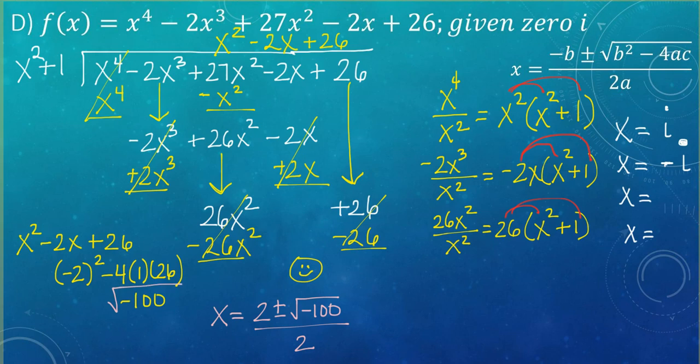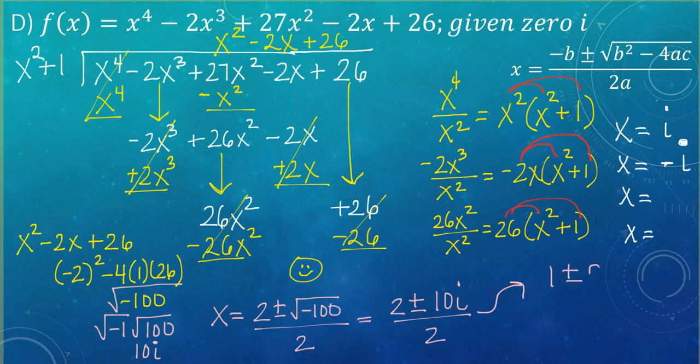The square root of negative 100 is 10i, because the square root of negative 1 is i, and the square root of 100 is 10. So my solution would be positive 2 plus or minus 10i divided by 2. Now this can be reduced because all of these numbers can be divided by 2. So my final answer would be 1 plus or minus 5i. You could also put that over 1, but we know when we divide by 1 that it doesn't change anything. So my last two solutions are 1 plus 5i and 1 minus 5i.